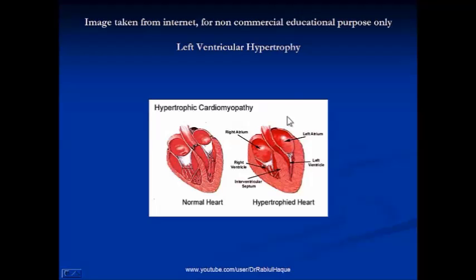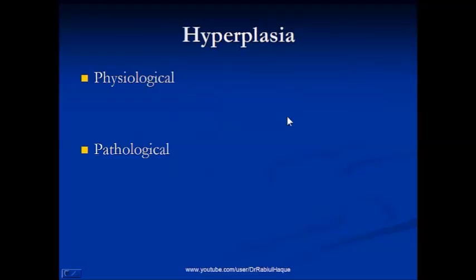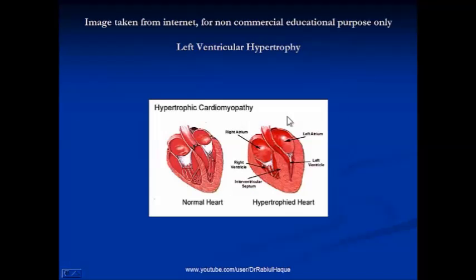Since we are increasing the afterload, the heart will try to adapt. And how will the heart adapt? It will increase its muscle mass in the left ventricle. Say now it will become more thick. The left ventricle will have thicker muscle. Okay, and that will lead to left ventricular hypertrophy. So this is an example of pathological hypertrophy. Okay, so this is in short about hypertrophy.